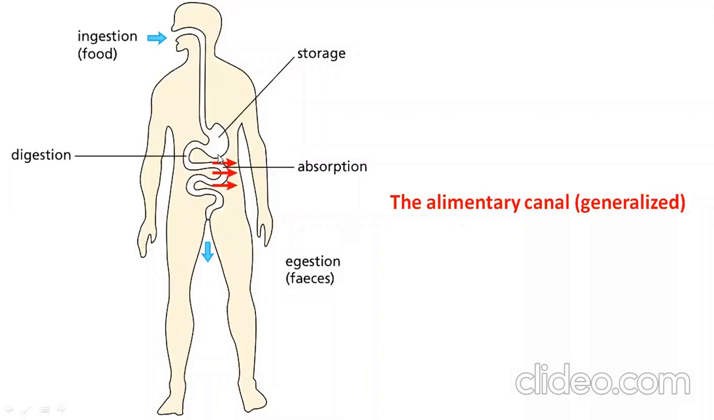Now, the removal of the nitrogen containing part of an amino acid is deamination. Remember, deamination, not assimilation. In assimilation, the food becomes part of your cell. Deamination is the removal of the nitrogen containing part from an amino acid. Okay?